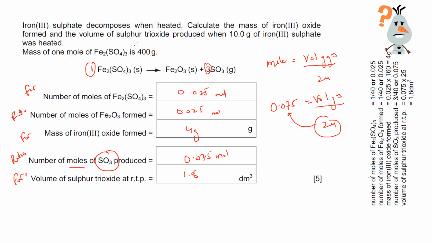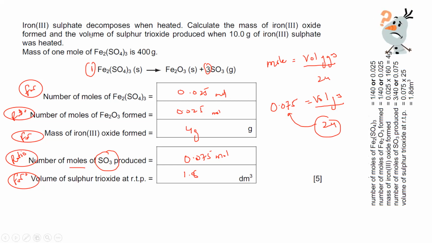So you can see, look at the pattern of the question. How did we solve the first part? We solve the first part by formula, then ratio, then formula, then ratio, and then formula. So it's like alternate: first part by formula, second by ratio, third part by formula, fourth by ratio, fifth part is by formula again.